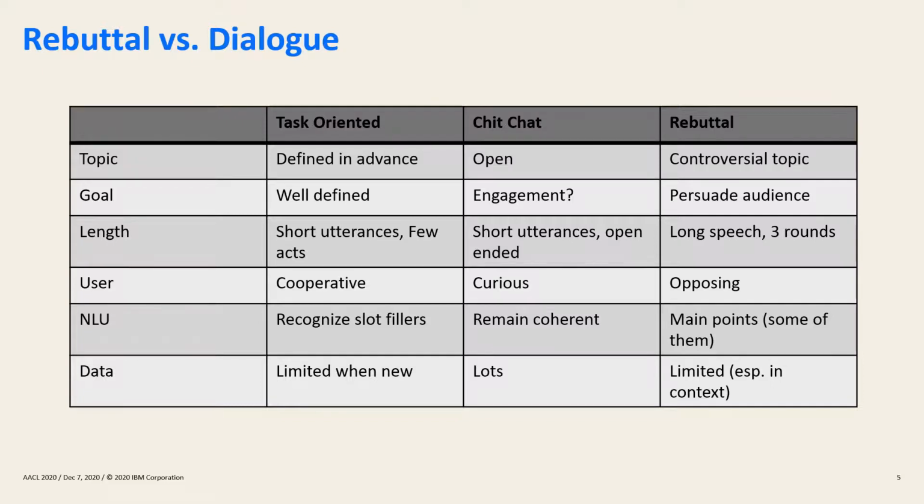And the role of the user is distinctly different in rebuttal systems and in dialogue systems. In dialogue systems, the user is usually cooperative, in the sense that if the system misses something, the user has motivation to correct it, to explain that the date or the name of the restaurant was misinterpreted. Whereas in the context of a debate, the user is opposing the system, and if the system makes a mistake, the user is likely to take advantage of it rather than correct it.